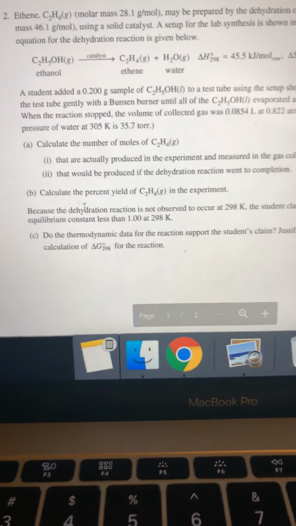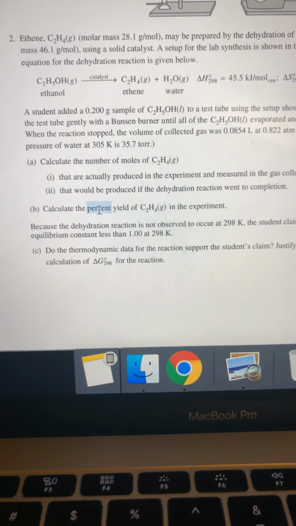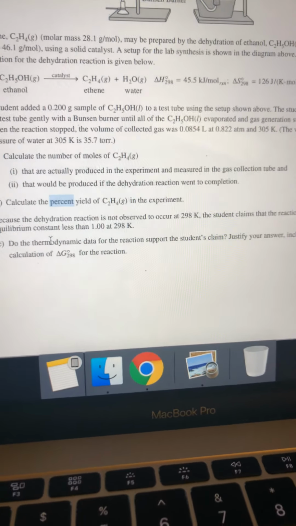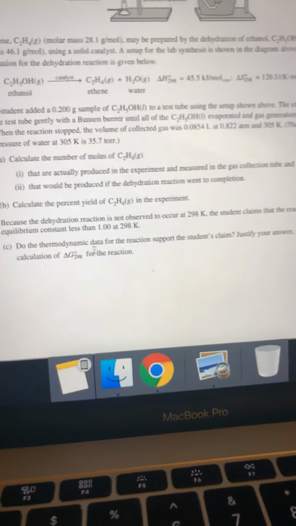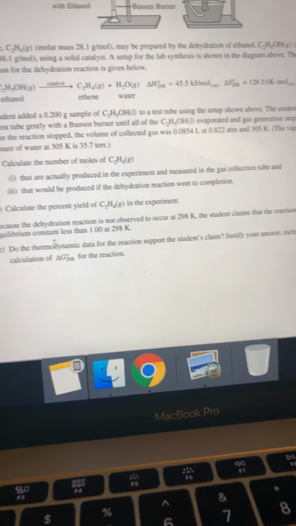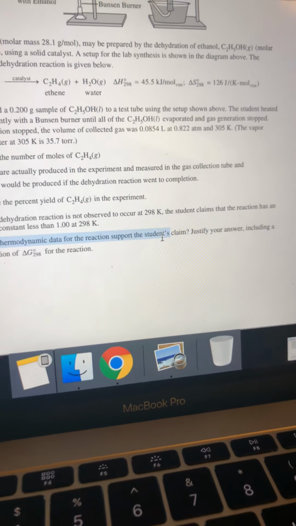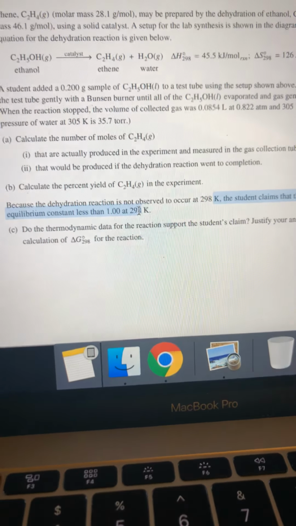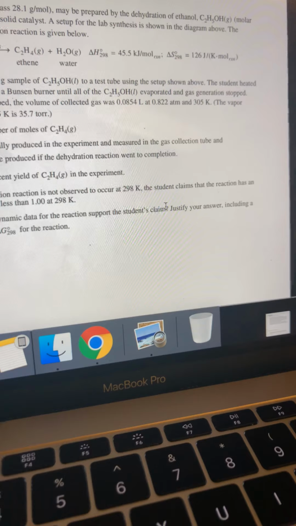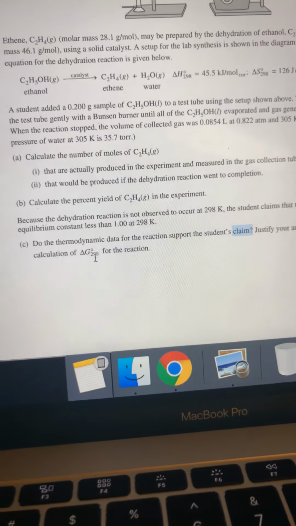Okay, what does part C say? In part C, we move on to thermodynamics. The question says we need to see if the student's claim is correct. The question is asking, does the data support the student's claim? And what is the student's claim? The student claims that the reaction has an equilibrium constant less than 1. So we have to break it down step by step. What else do they ask for in the problem? They ask for a justified answer including calculation of delta G.